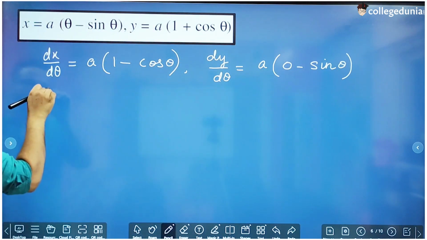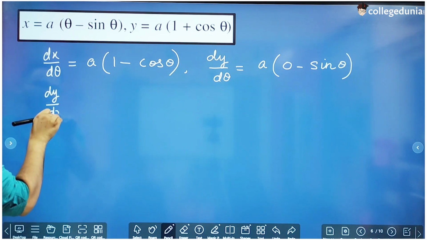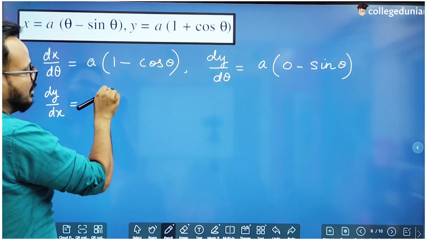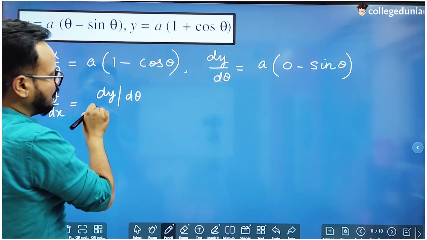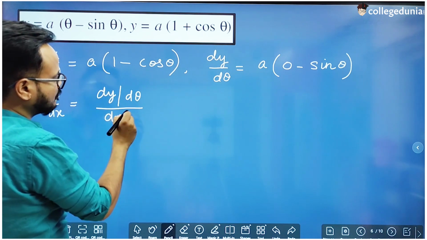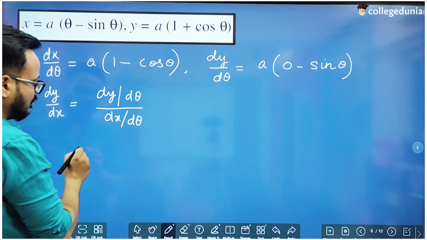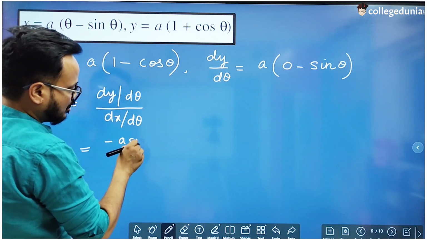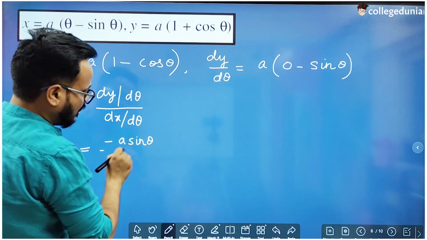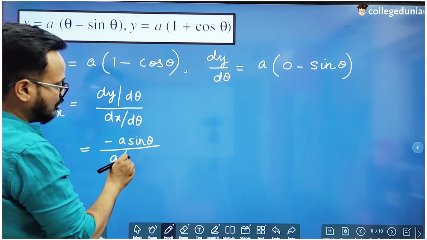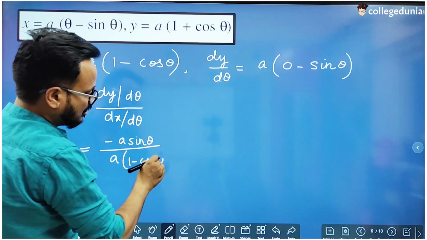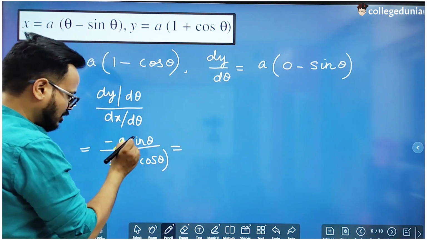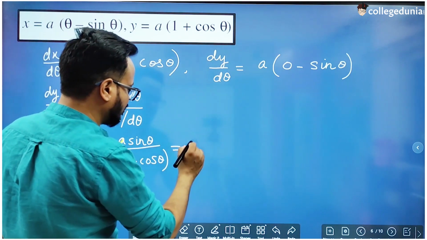Now let us find dy over dx. So dy over dx is simply dy over d theta divided by dx over d theta, which is minus a sin theta divided by a into 1 minus cos theta. A cancels with a, sin theta upon 1 minus cos theta.